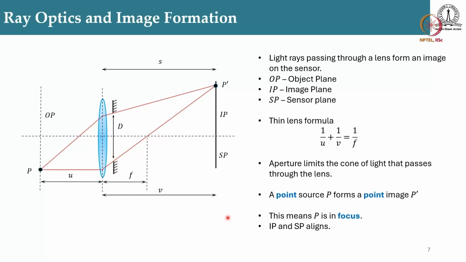Apart from that, these terms are related by the thin lens formula. This will be very useful in a lot of the discussion that we are going to have. The only thing that is important here is that a point source generates a point image. That tells us that the point P is in focus for this system as the imaging plane and the sensor plane align.